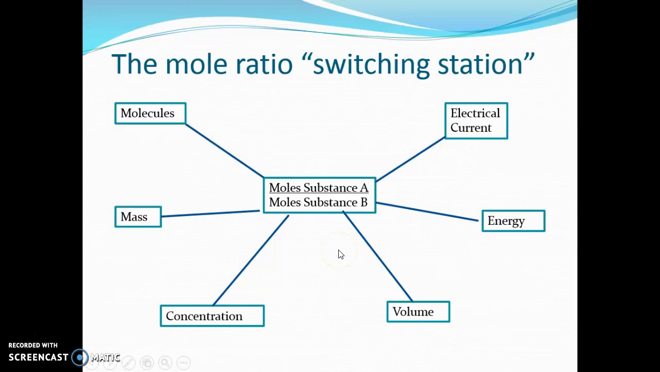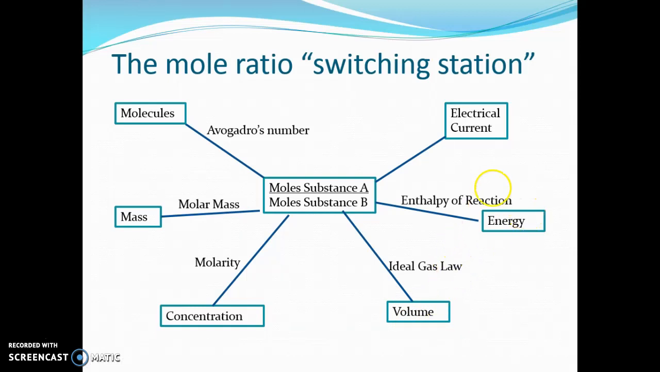So how do you get from moles to molecules or molecules to moles? Avogadro's number, 6.02 times 10 to the 23rd. How do you get from mass to moles? Hopefully you know this one, molar mass. Concentration, most commonly we're going to use molarity. Volume, and I was thinking volume of a gas, so that would be the ideal gas law, PV equals nRT. But you could also get to volume via a density problem. All right, energy, enthalpy of reaction, the delta H, and electric current, something that you will learn later in the year, something called the Nernst equation. I know that's very funny sounding.